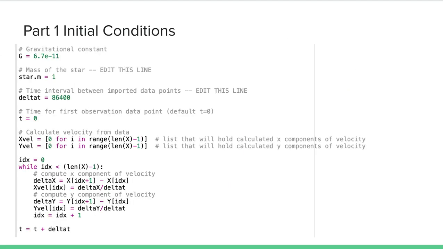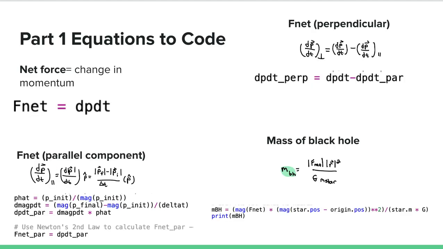So these were the initial conditions for part 1. These were the equations to code, translated into code. So for the net force, the parallel component of the net force, the perpendicular component of the net force, and the mass of the black hole. And that's how it was calculated.